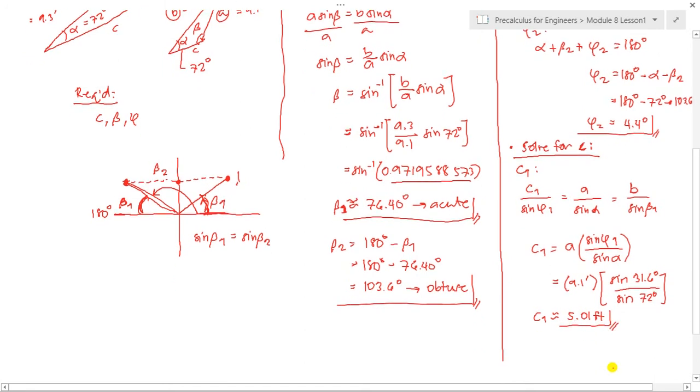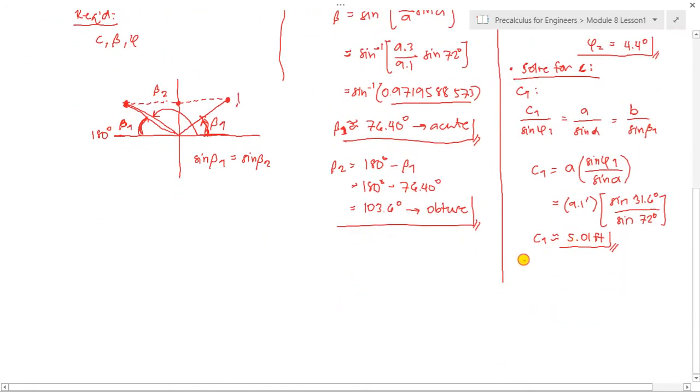Now for C sub 2. C sub 2 over sine gamma 2 is equal to A over sine alpha, since the value of A and alpha did not change. And for B, we can use B all over sine beta 2, since this is C sub 2 and gamma 2. So I will use A so we don't get confused. So C sub 2 is equal to A times sine gamma 2 all over sine alpha.